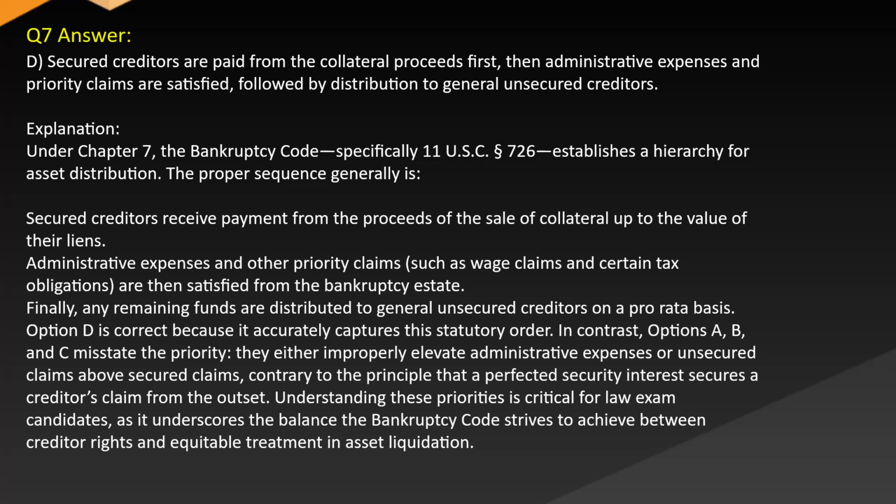Administrative expenses and other priority claims, such as wage claims and certain tax obligations, are then satisfied from the bankruptcy estate. Finally, any remaining funds are distributed to general unsecured creditors on a pro rata basis. Option D is correct because it accurately captures this statutory order. In contrast, options A, B, and C mistake the priority. They either improperly elevate administrative expenses or unsecured claims above secured claims, contrary to the principle that a perfected security interest secures the creditor's claim from the outset.